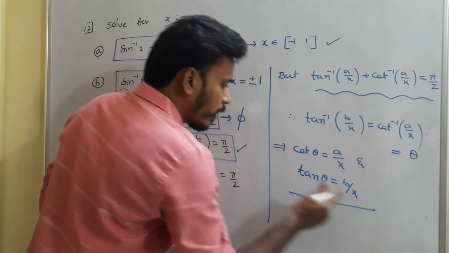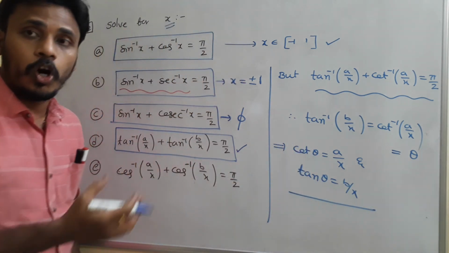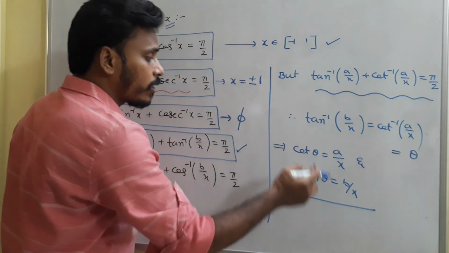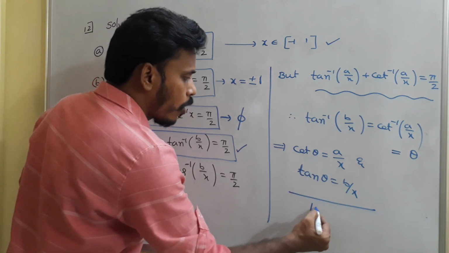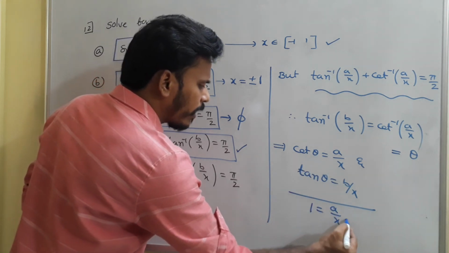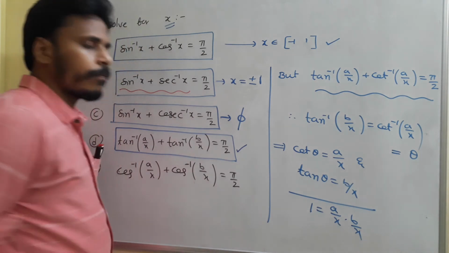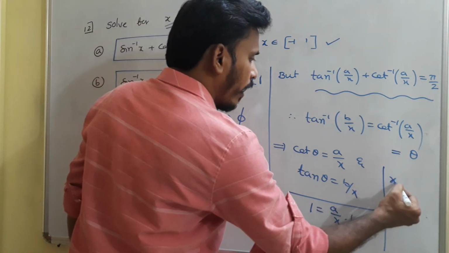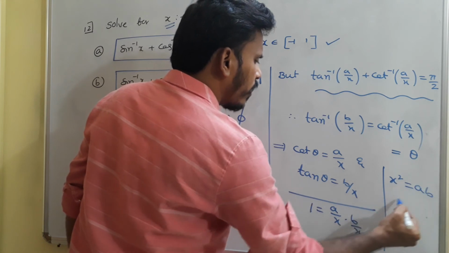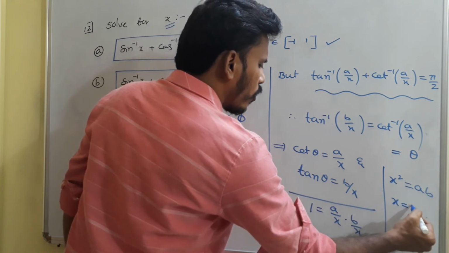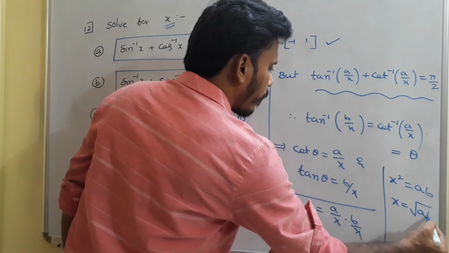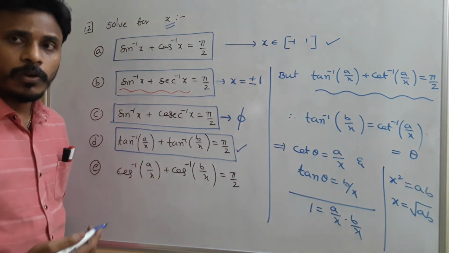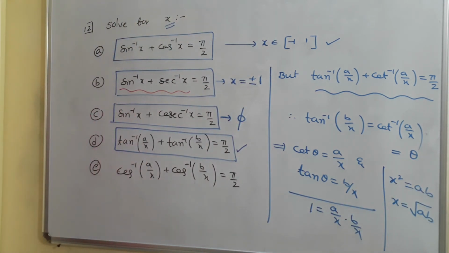Just have a look. This is tan theta, this is cot theta. We know the product of tan theta and cot theta is 1. If you multiply these two, 1 is equal to a by x into b by x. Since 1 is equal to a by x into b by x, what do we have? x square is equal to ab and x is equal to root ab. Okay, there is the problem. We need to accept only root ab here.